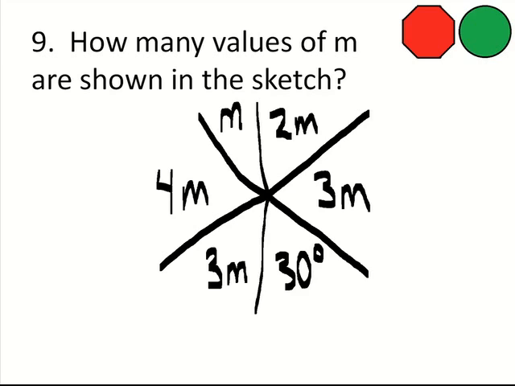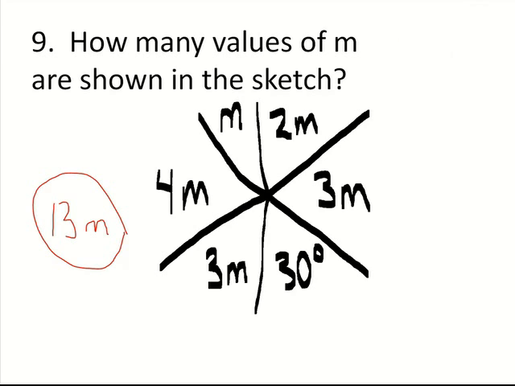Click on the stop sign. Let's see how you did. Well, turns out there are 13 M's. Here I have 3, 4, 5, 6, 7, 8, 9, 10, 11, 12, 13.